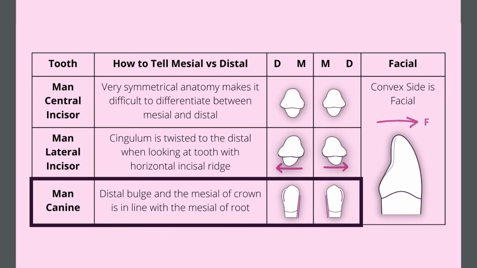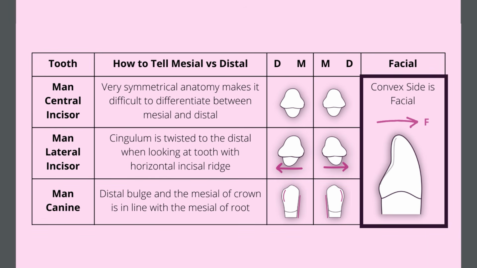For the mandibular canine, there's going to be a bulge to the distal and a very straight outline to the mesial. So the side of the crown that's very straight and in line with the root is the mesial. For the mandibular canine, looking from the proximal, the facial is going to be that convex side, not the concave, not the side with the fossa. It's the convex side that is the facial.